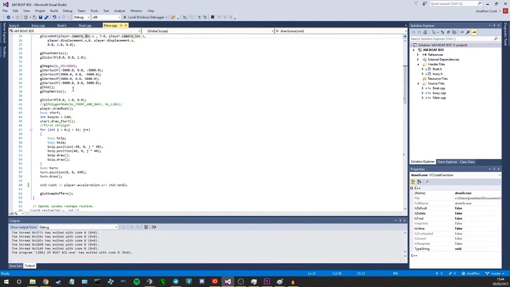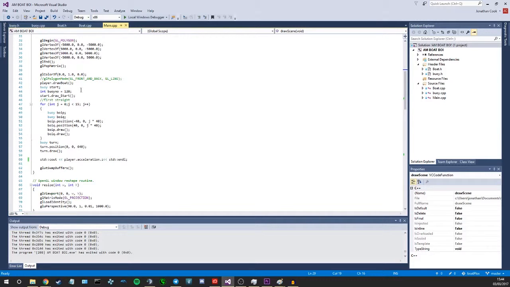Here we draw the sea. It is good to note that whenever you draw something, just to be safe, if you're doing any kind of movement, you can use the push and pop matrices either side of the drawing. After that, after we've drawn the sea, we then draw the boat.